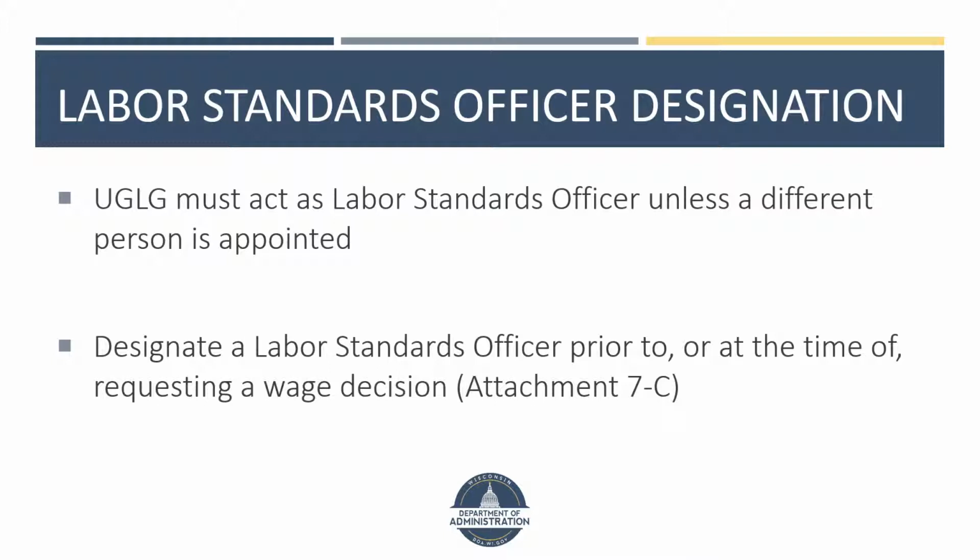The labor standards officer is most commonly an employee of the UGLUG or a third-party consultant. Use the labor standards officer designation form, which is attachment 7C in the implementation handbook, to name the labor standards officer prior to or at the time of requesting a wage decision, and submit to your assigned project representative.